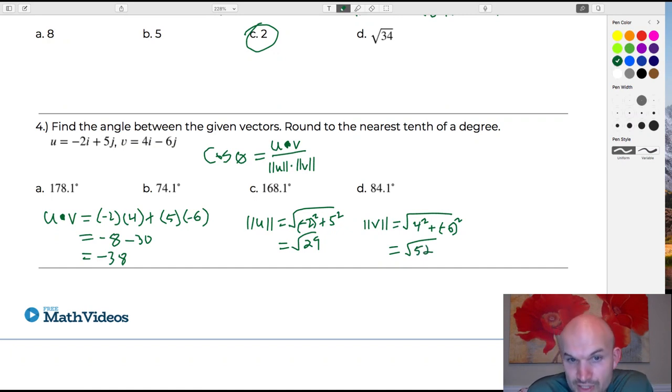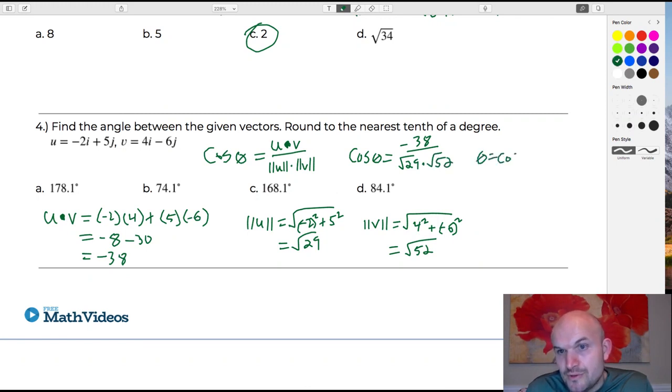All right, so really what I have now is the cosine of theta is equal to negative 38 divided by the square root of 29 times the square root of 52. Or I could say theta is equal to cosine inverse of all of this stuff, negative 38 divided by the square root of 29 times the square root of 52.